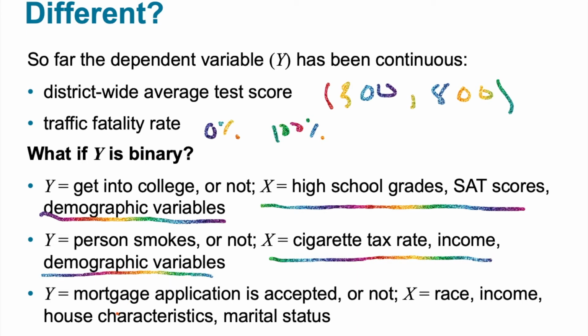What about whether an individual's mortgage application is accepted? So accepted or denied. Again, you have a binary outcome. And such things as race, income, house characteristics, marital status, all these things will be important for predicting whether a mortgage application is accepted or denied.